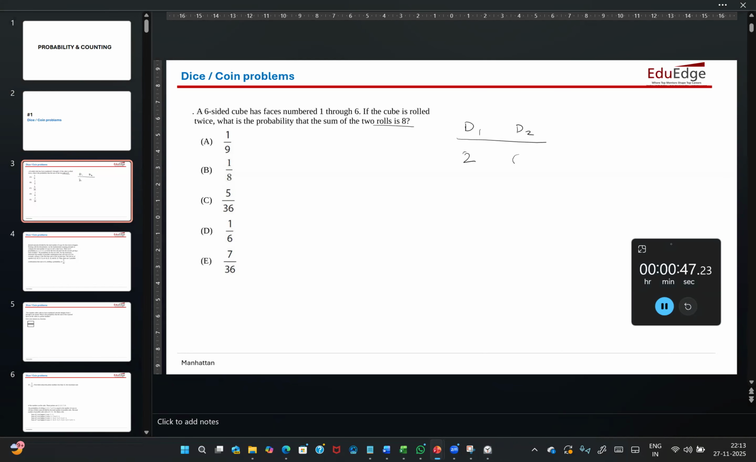So 2, 6; 3, 5; 4, 4; 5, 3; 6, 2. And totally there are 6 cross 6, 36 combinations, right? So probability is 5 by 36, favorable divided by total. So enumeration is the key in many problems.